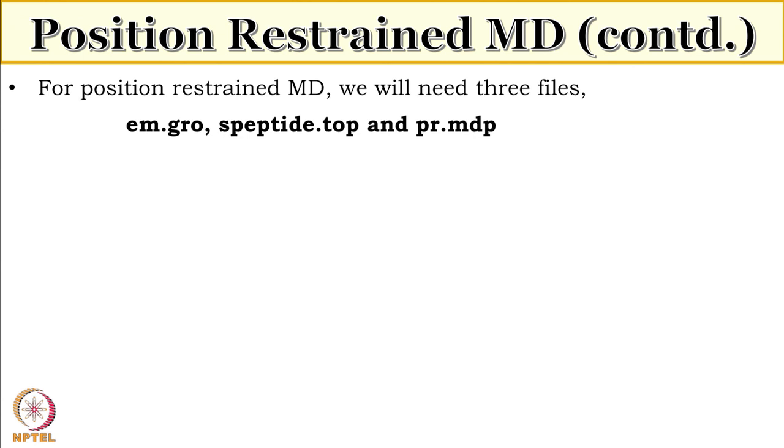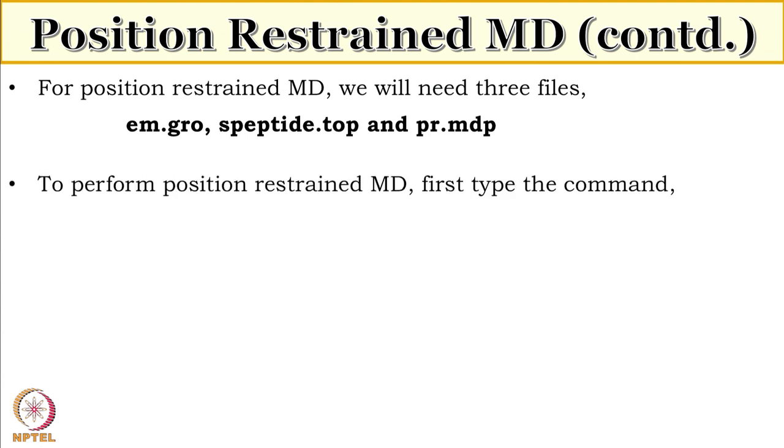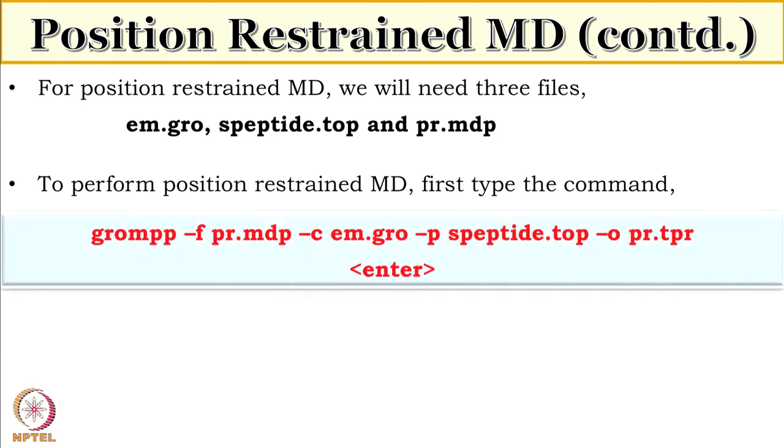So they have given that pr.mdp file, given the format. What is the required format for that? Okay. So now to do it, here also we have to first generate the TPR file. So we'll use the command gmx grompp space minus f space pr.mdp. pr.mdp is the position restraint molecular dynamics parameter file. Then space minus c space em.gro.